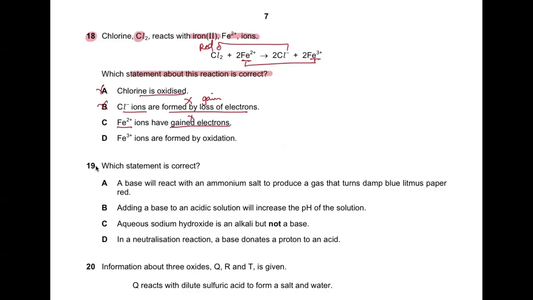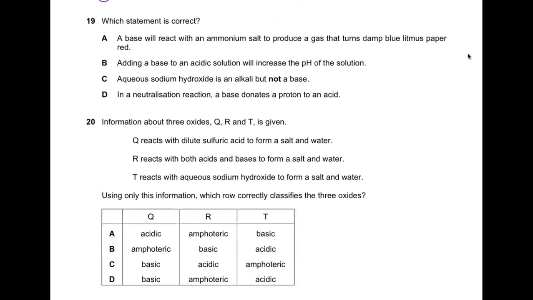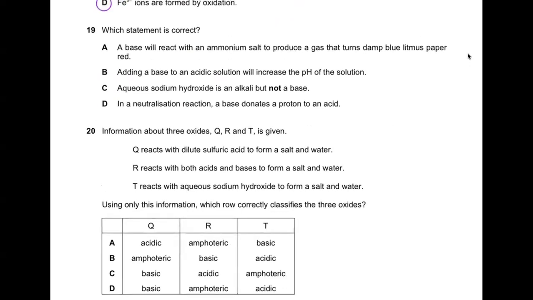Okay. Now MCQ number 19. Iron 3 ions are formed by oxidation, because from +2 to +3 the electron is lost. The oxidation number decreased. Sorry, increased. Now MCQ number 19. Which statement is correct?